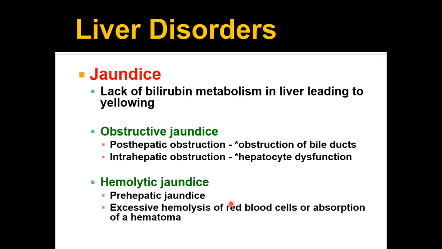Hemolytic jaundice is a little bit different here. That's also known as prehepatic jaundice. So if there's excessive amounts of red blood cell destruction, then we have an excessive amount of bilirubin to metabolize because of that. And so that can cause jaundice while the bilirubin gets kind of mopped up by the liver.